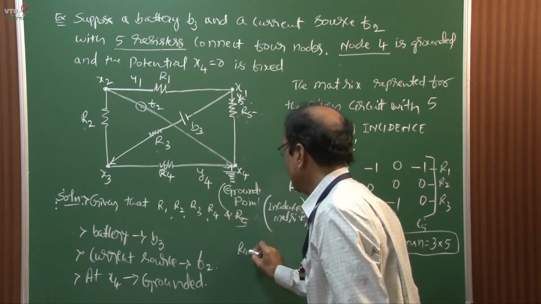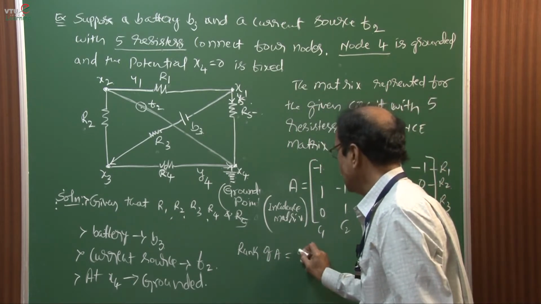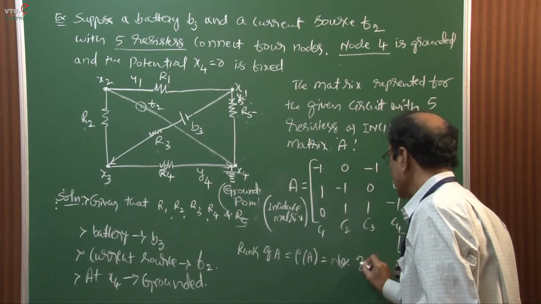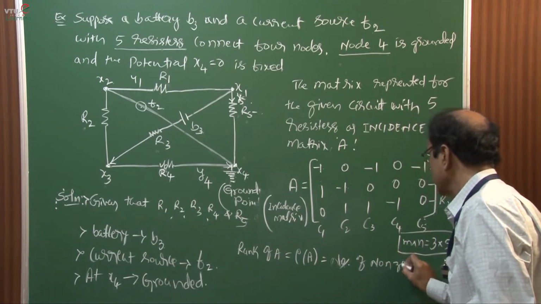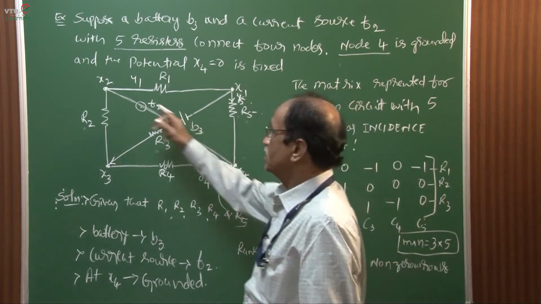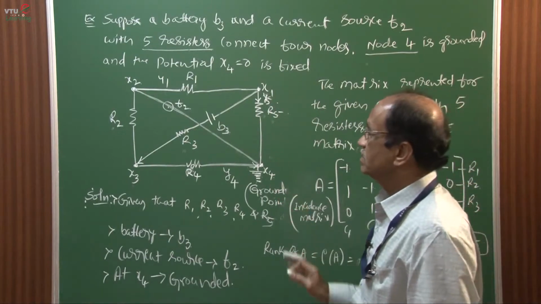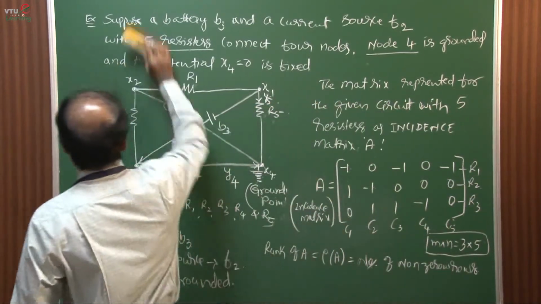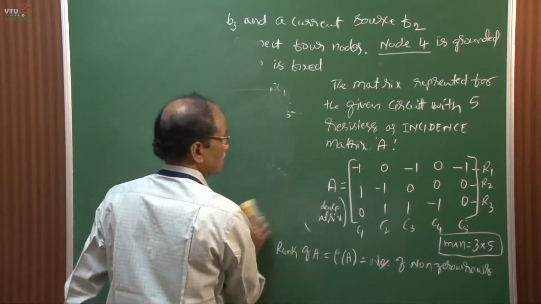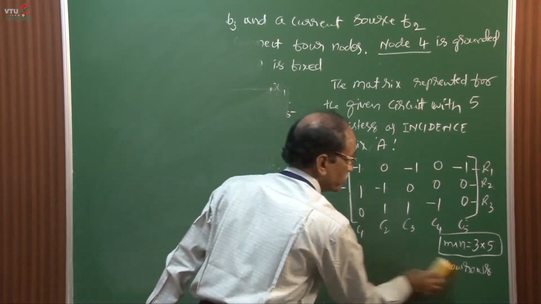So rank of A is equal to row of A is equal to number of non-zero rows, in order to calculate the flow of the current through this given circuit with 3 edges and 5 nodes. Now I will solve for the rank of this matrix, whatever the circuit represents. We will follow the row operations.